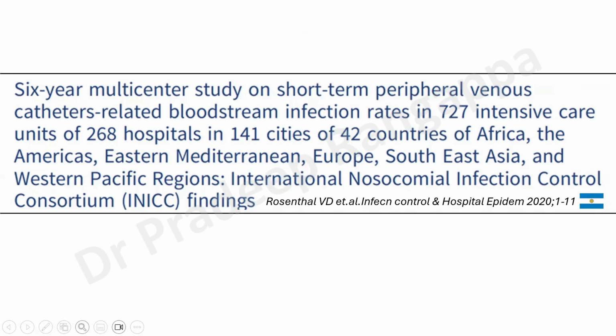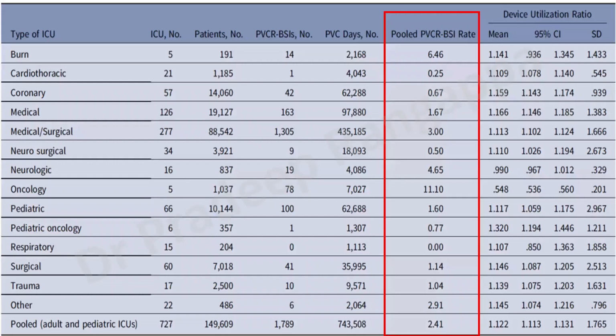I'm sure most of our dear intensivists would have heard of Victor Rosenthal. He has done huge epidemiological studies, and he's from Argentina. This was a huge 6-year multi-centric study on short-term peripheral catheters. He looked at the epidemiological burden of peripheral venous catheter bloodstream infections in 727 intensive care units of 268 hospitals in 141 cities of 42 countries of Africa, America. So this is global data. They looked at the burden of peripheral venous catheters. And I'll just highlight a few points.